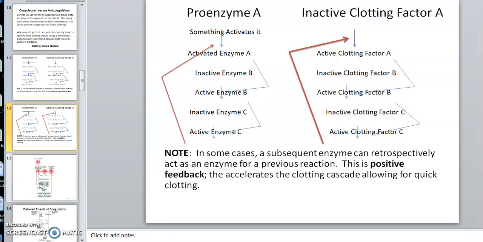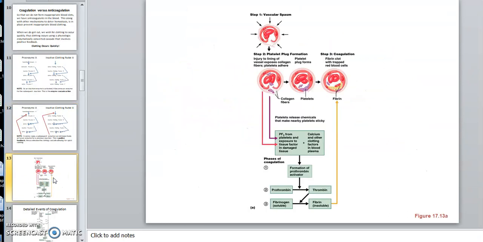Now I'm going to end this video here. This is going to be clotting factor video 1. And then we're going to actually go into the clotting factors in video 2. Okay? All right. Thank you.